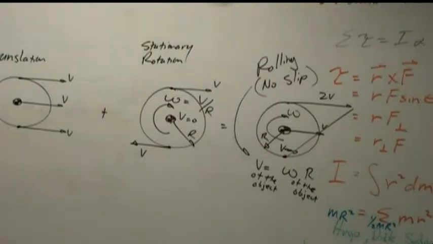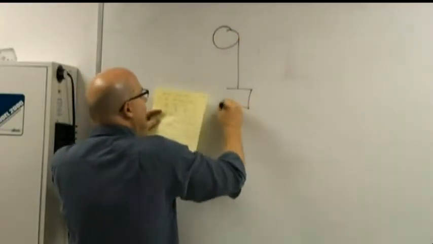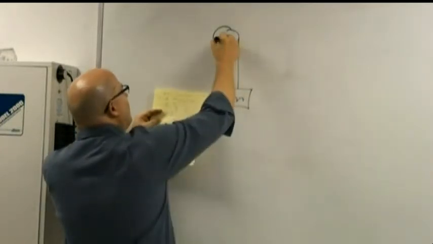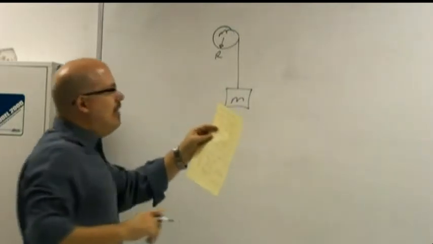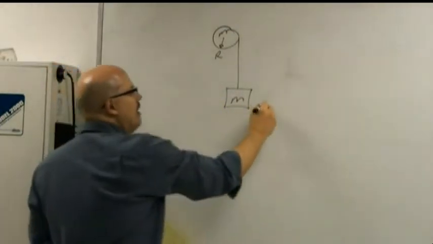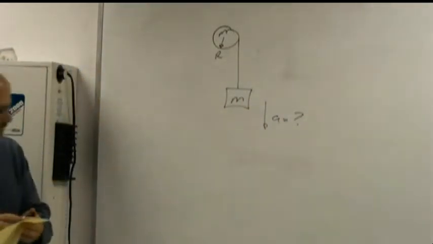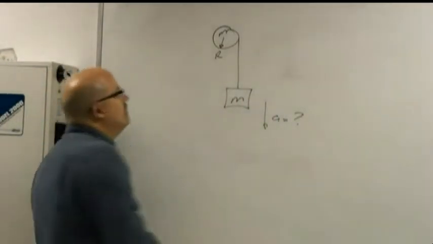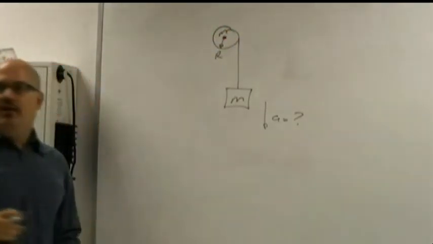All right, it's time to start working some real problems. Okay, here we go, my children. Our first rotational dynamic problem. I want to know what's the acceleration of the block. A equals whatever. This is a pulley. The pulley is pinned right there.